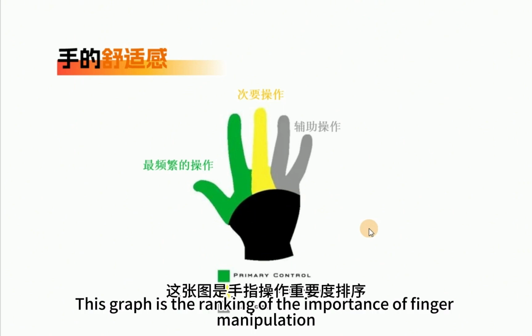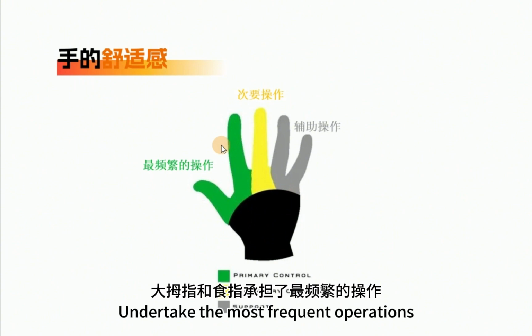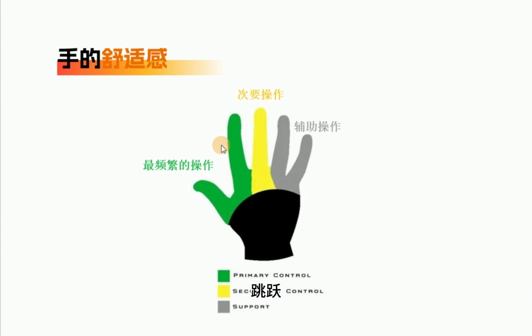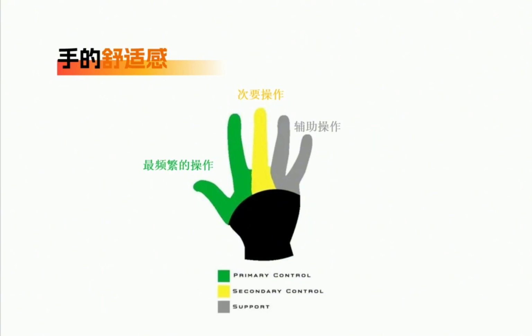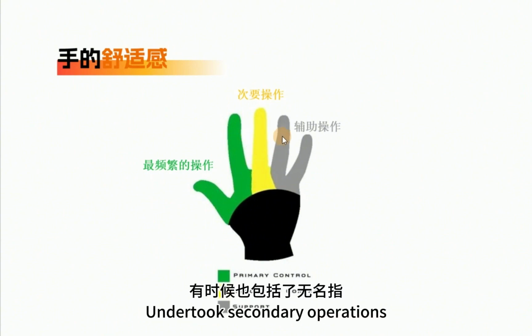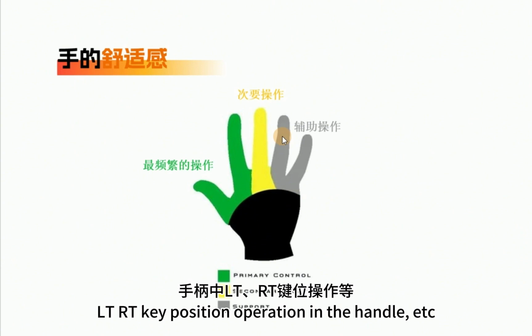This graph is the ranking of the importance of finger manipulation. The thumb and index finger undertake the most frequent operations, like general attack, jump, turn, perspective, communication, and other core operations. The middle finger and sometimes the ring finger undertake secondary operations, for example on PC the movement directions W, A, S, D, or the LT and RT key positions on a gamepad.